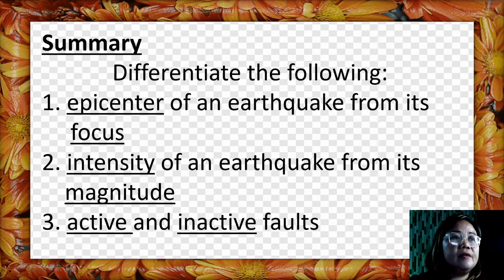Summary. Differentiate the following. Number 1. Epicenter of an earthquake from its focus. 2. Intensity of an earthquake from its magnitude. And 3. Active and inactive faults.